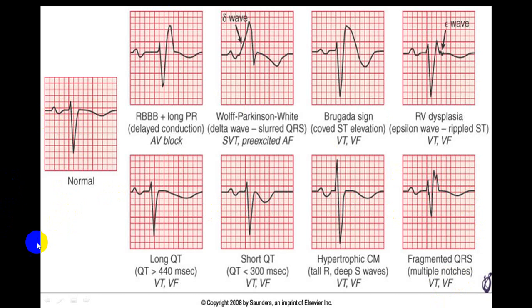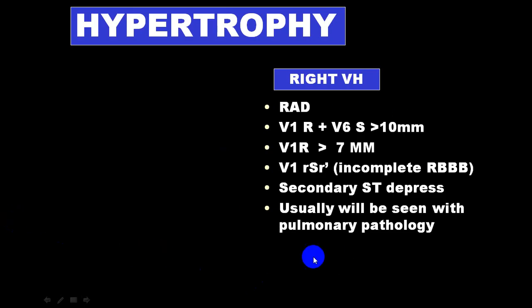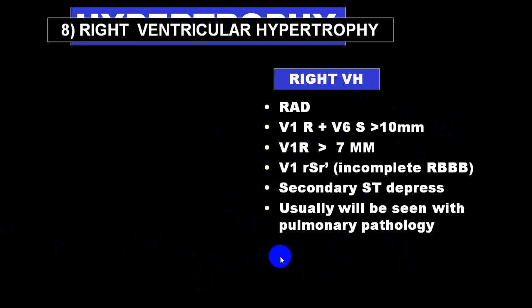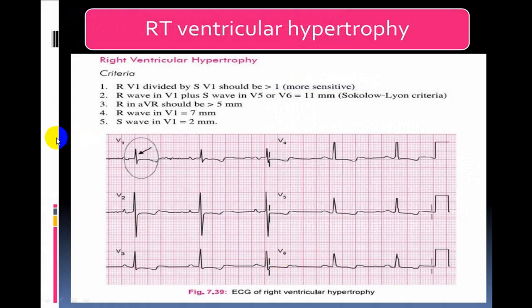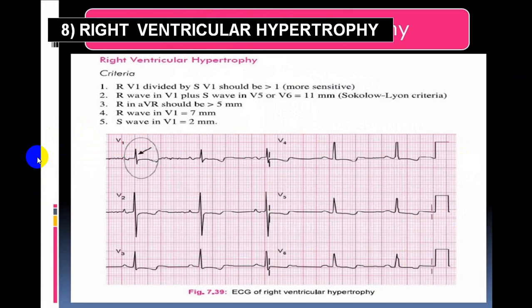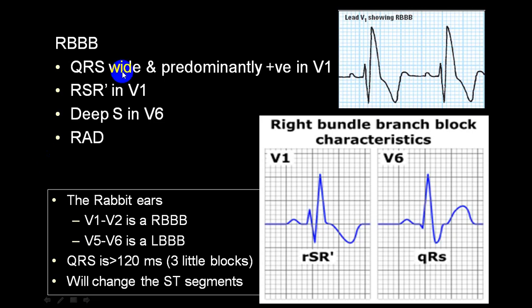So these are all the different patterns which can be there in V1, and you can correlate that with AVR. And this is right ventricular hypertrophy criteria, where you don't utilize AVR, but you utilize V1 and V6. But if along with this you have a tall R wave in AVR, it is again in favor of RVH and narrow QRS complex. So for RVH criteria, mainly we utilize V1 and V6. We don't utilize AVR. In RBBB, again, we utilize V1 and V6.